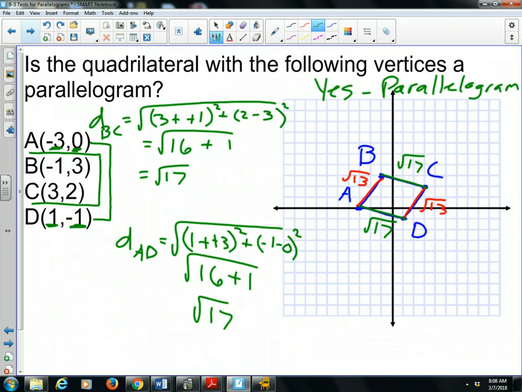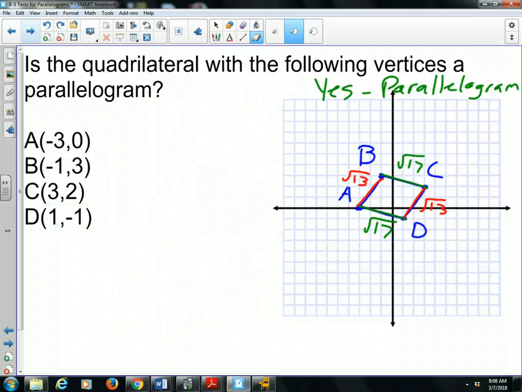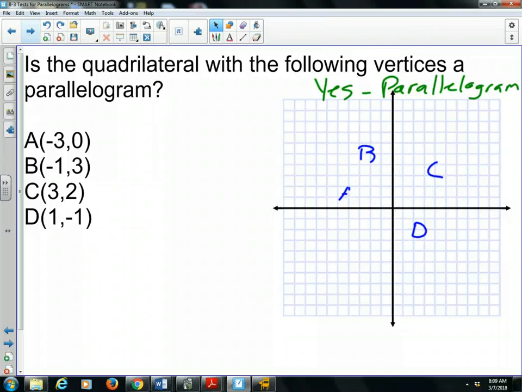Whew. Now, some of you might not want to do the distance formula 4 times. And that's okay, because there is another way to prove if it is a parallelogram. The opposite slopes have to be the same. Or the opposite sides have to be parallel, which means that they have the same slope. So let's do this problem one more time all over again. This time, we're going to prove that it is parallel because the opposite slopes are the same.